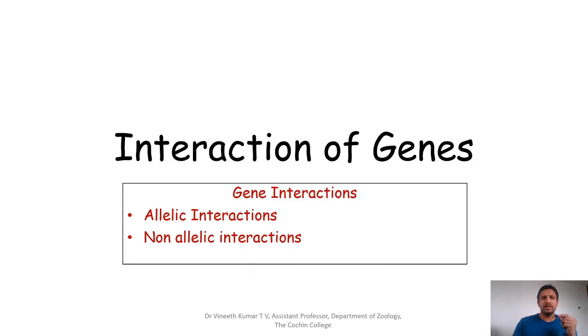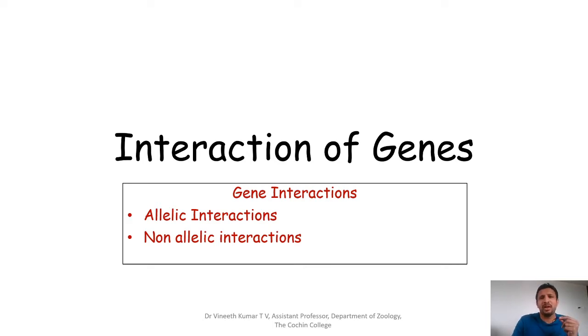For the ease of our discussion, we are going to classify gene interactions into two: allelic interactions and non-allelic interactions. In allelic interaction, as we discussed earlier, we are looking at the interaction between alleles other than Mendelian dominance. Mendelian dominance is nothing but, in a heterozygote, the trait of one of the parents will be the only one expressed.